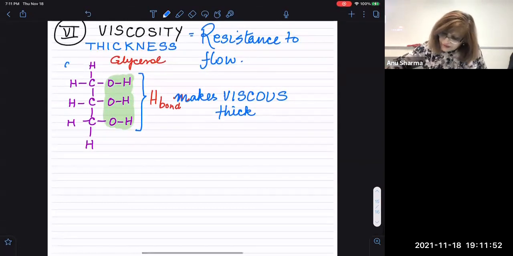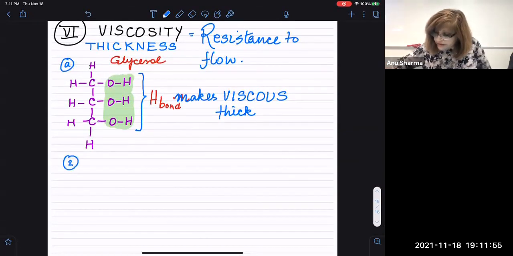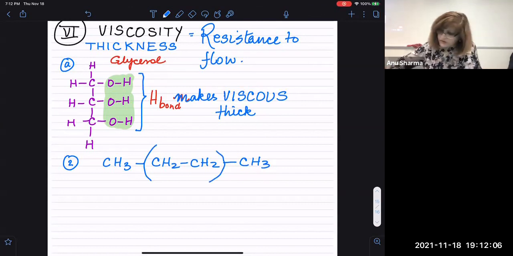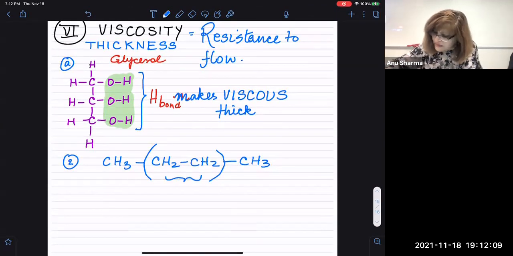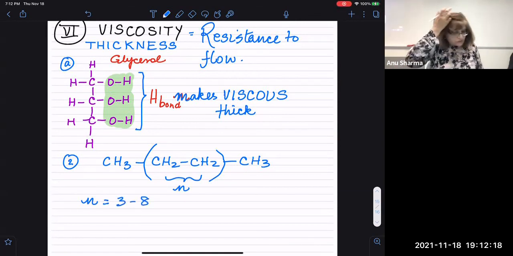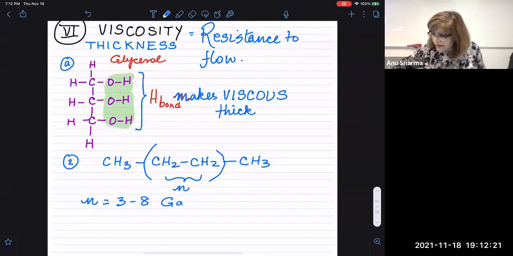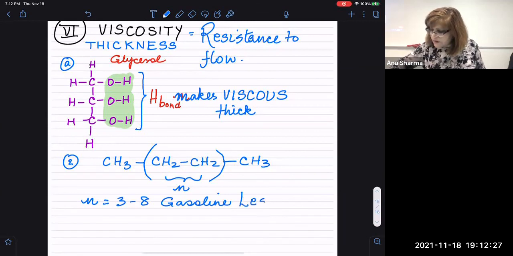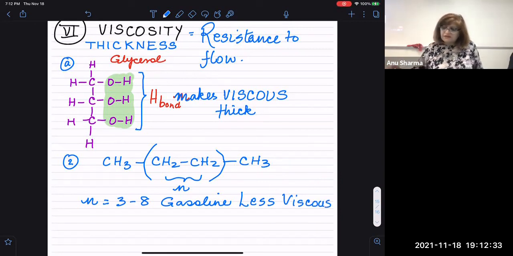This is one example if there is lots of hydrogen bonding. But if there's no hydrogen bonding, then what? So look at this, CH3, and then you have CH2, and then CH2 and whatever, and then there is CH3. Keep this in mind that this is n number. Now, if this n number of CH2 is from 3 to 8, like gasoline. So gasoline, we have all filled gas in the car, right? Gasoline is less viscous. If you've ever touched the gasoline, it's like that.